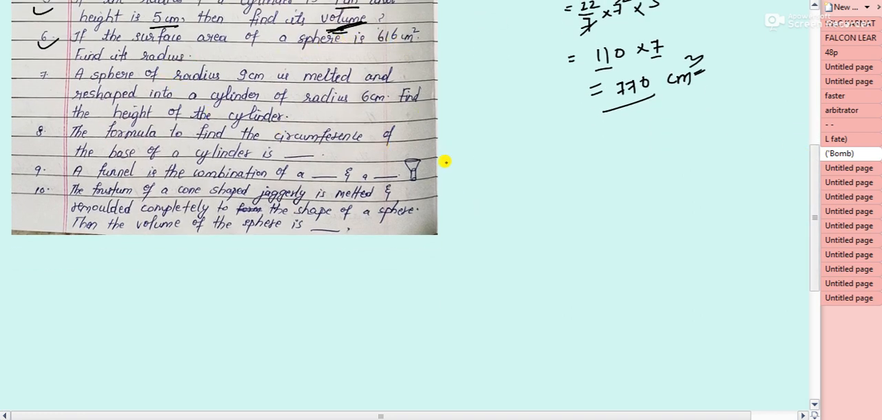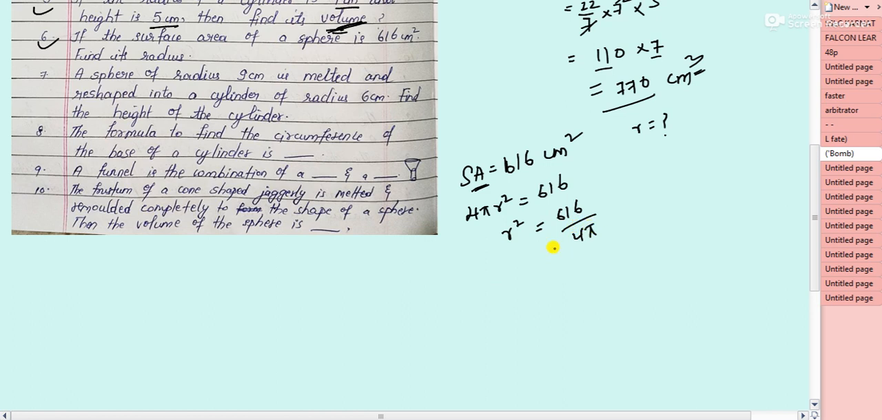Next is the sixth one. If the surface area of a sphere is 616 centimeter square, find its radius. So what is the formula to find the surface area of a sphere? It is 4 pi r square, correct, which is equal to 616. So what will be r square? It will be 616 divided by 4 pi.